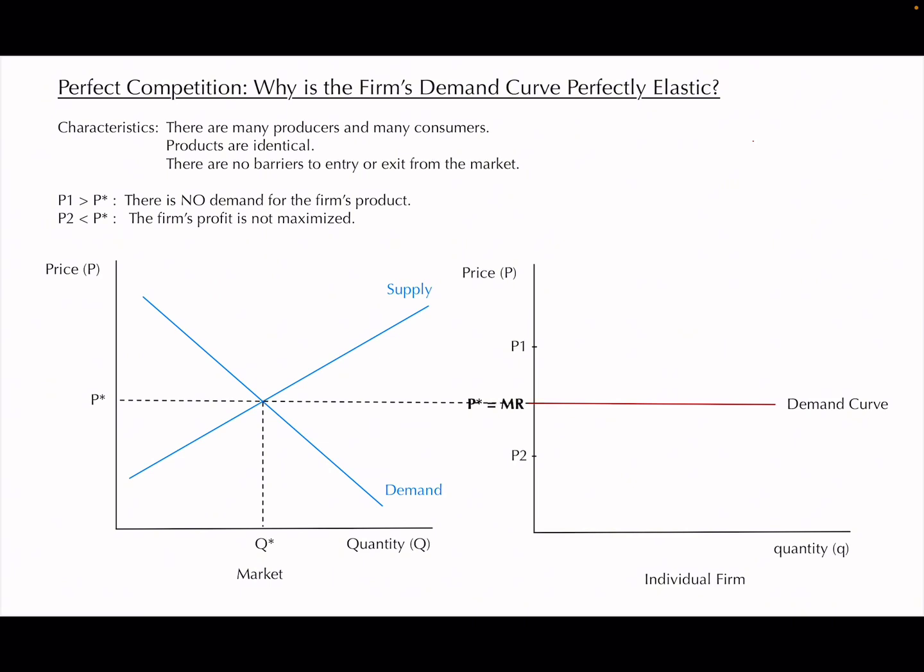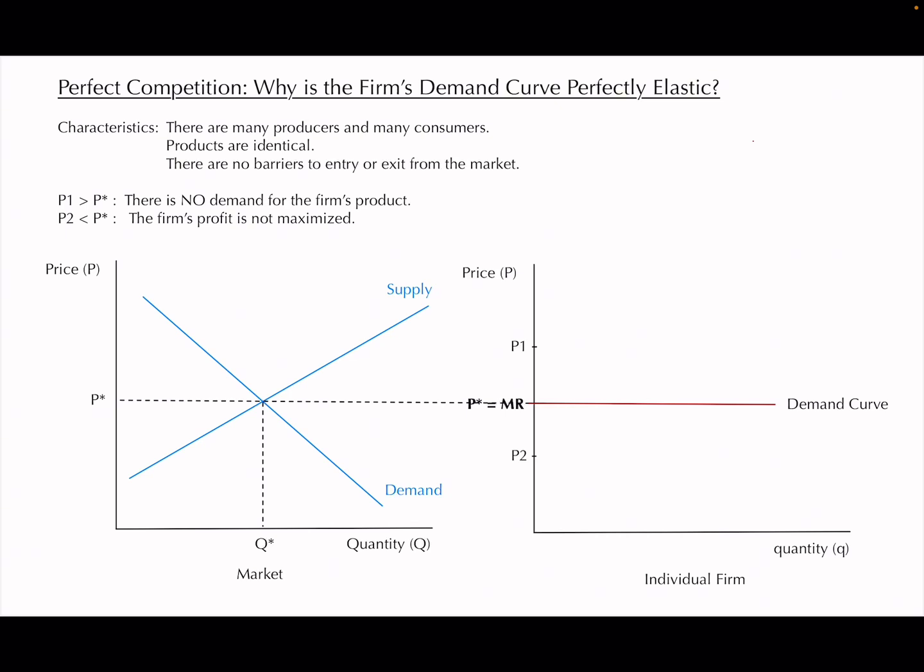In perfect competition, P star is also equal to MR, which is marginal revenue. Marginal revenue is the additional revenue gained from selling one additional product. P star equals marginal revenue because the additional revenue gained from selling one additional product is the price at which the product is sold. We can also see that this horizontal line becomes our demand curve.